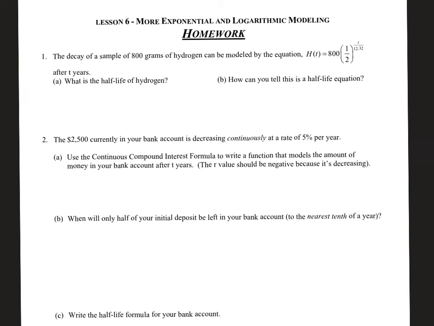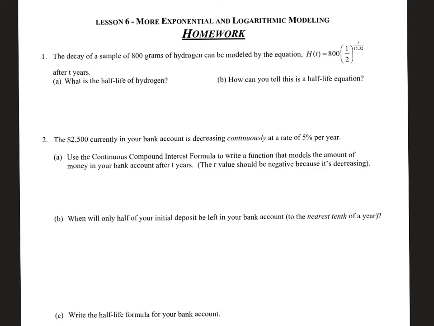All right, so homework. This is from Unit 4, Lesson 6, more exponentials, specifically half-life. The decay of a sample of 800 grams of hydrogen can be modeled by the equation h of t equals 800 times 1/2 to the power of t over 12.32 after t years. What is the half-life of hydrogen?